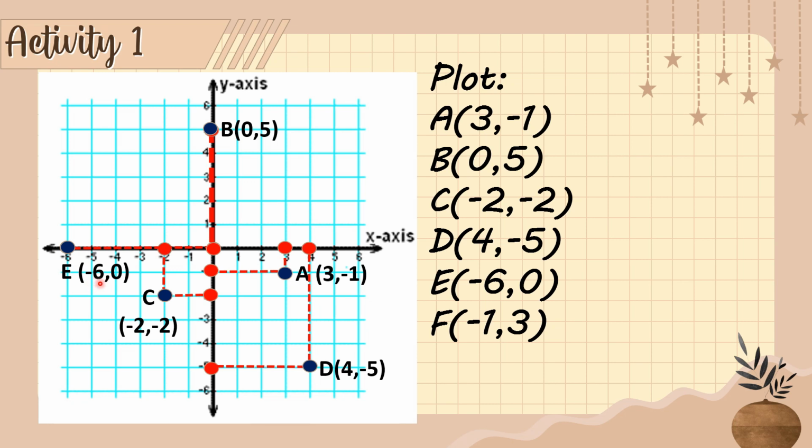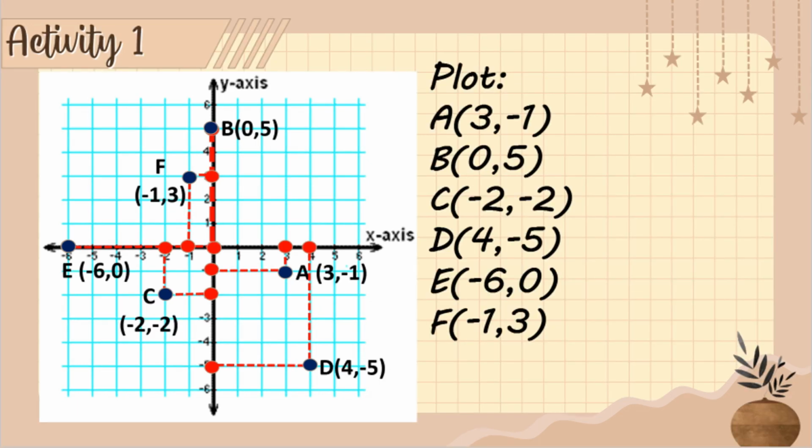Now, let's proceed to the last point. We have F. One is si negative 1 sa atong x. And sa atong y is positive 3. Atong positive 3 kay kani. So, let's meet them. Asa nagtagbo, daari. So, this is our point F with ordered pair negative 1 and 3. Okay. Now, let's continue answering activity 1.